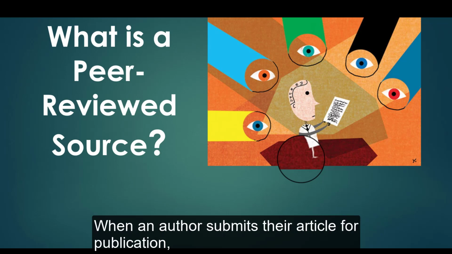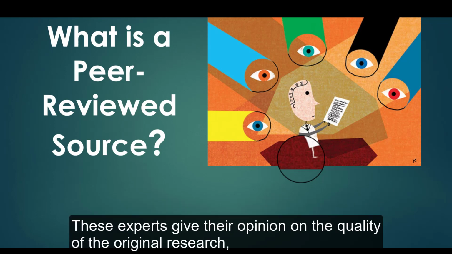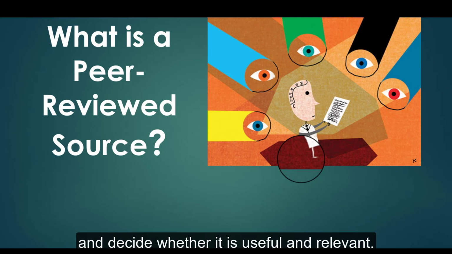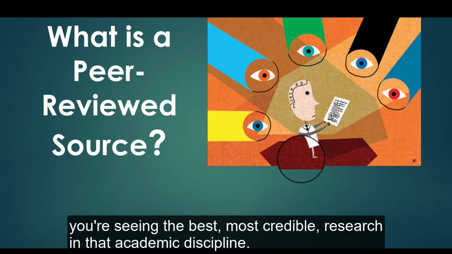When an author submits their article for publication, it goes through an editorial process in which it is read by that author's peers, other scholars in the same field. These experts give their opinion on the quality of the original research and decide whether it is useful and relevant. When you read a peer-reviewed journal article, you're seeing the best, most credible research in that academic discipline.